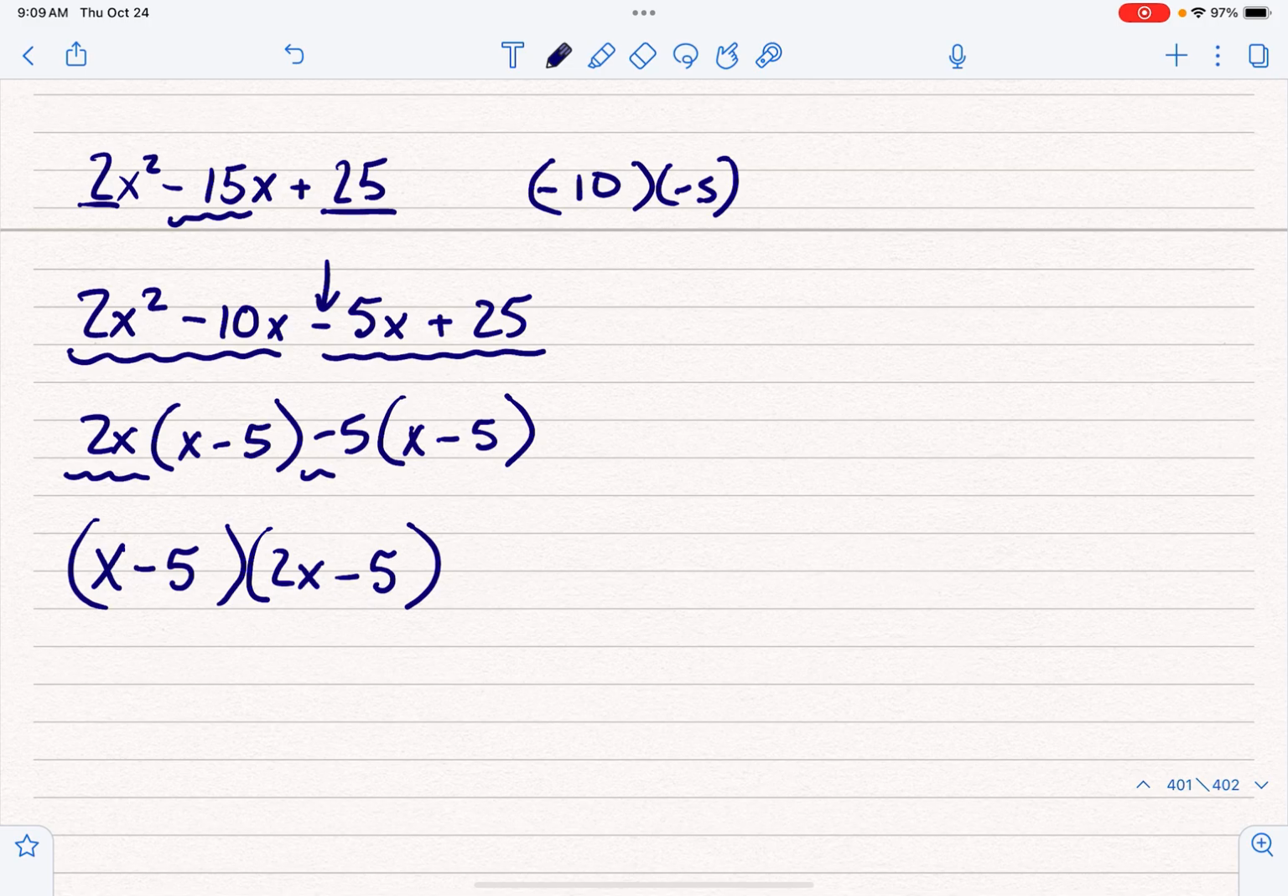2x minus 5. And that is factor by grouping. Good luck.